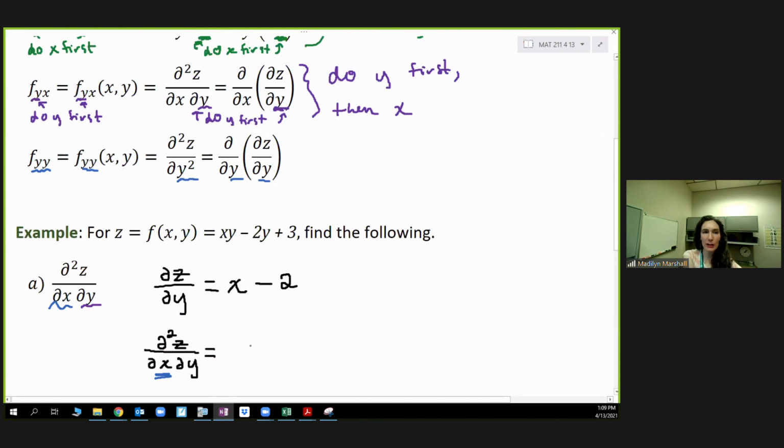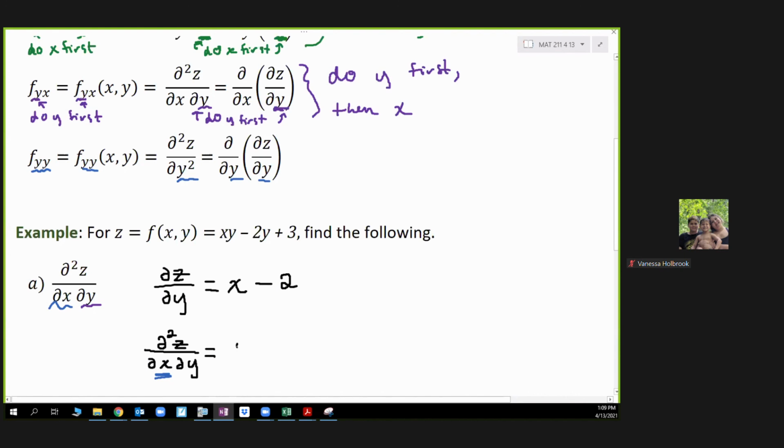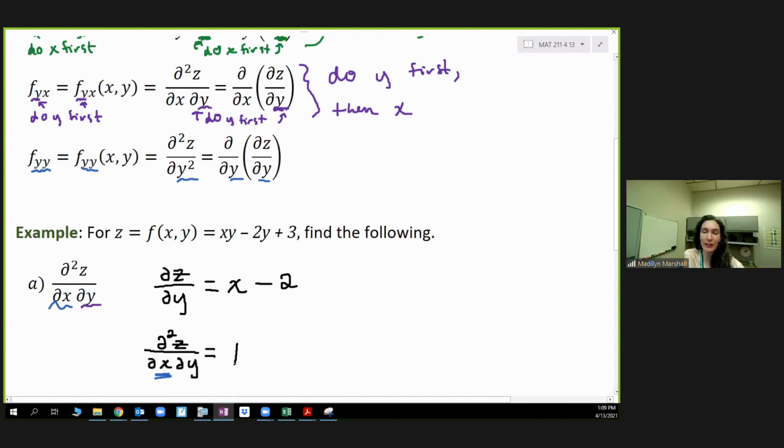So we have x minus 2. What is the derivative with respect to x of that? 1, exactly. Derivative of x is 1, and that minus 2 goes away. For how complex this d squared z over dx dy looks, we just have a 1.